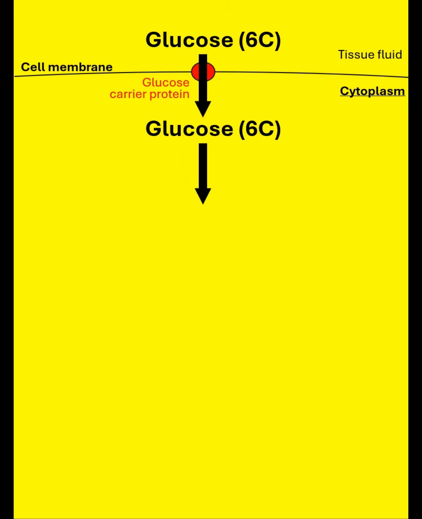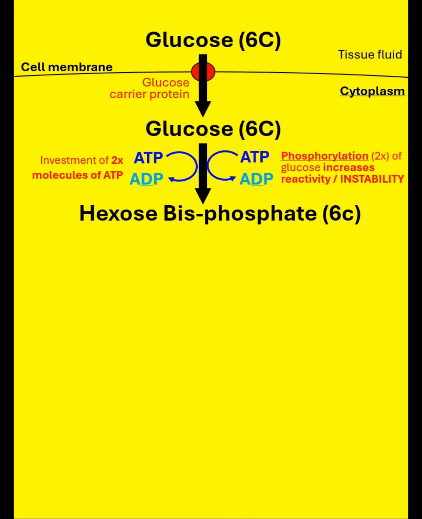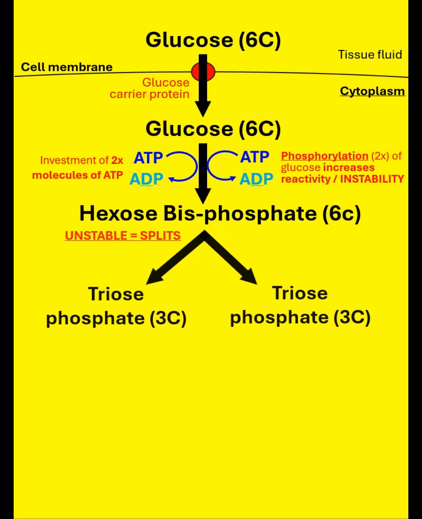The glucose is then phosphorylated twice. This is the addition of two phosphate groups, which uses up 2 molecules of ATP, and it's called the investment phase. As the glucose becomes phosphorylated twice, hexose bisphosphate is formed, which is quite reactive and quite unstable. Hexose bisphosphate therefore splits into 2 molecules of triose phosphate.